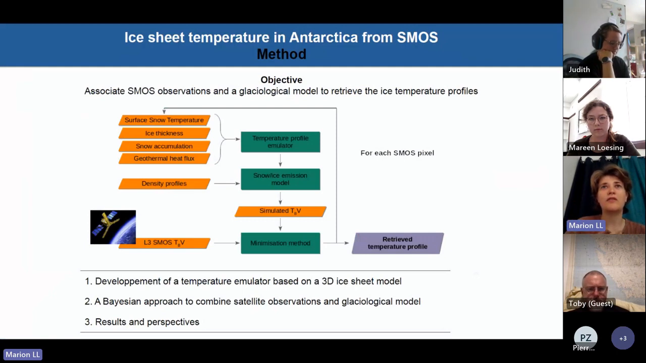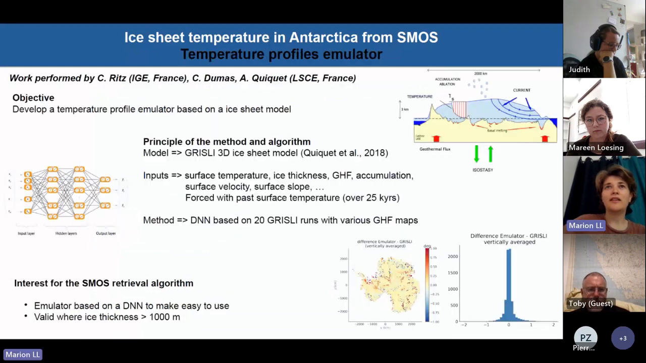From this emulator, we obtain temperature profiles that we use in a snow emission model to reproduce the SMOS signal. So we simulate brightness temperature. And then we compare this simulated brightness temperature with the SMOS observation by means of a minimization method. This method is a Bayesian approach, and we run it for each SMOS pixel, so for each SMOS pixel we have a retrieved temperature profile. In the following, I present to you this temperature emulator, then the Bayesian approach, and after that we discuss the results and perspectives.